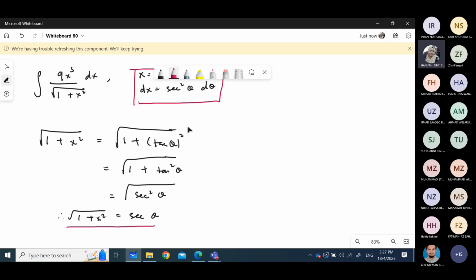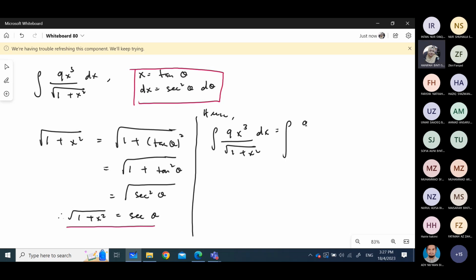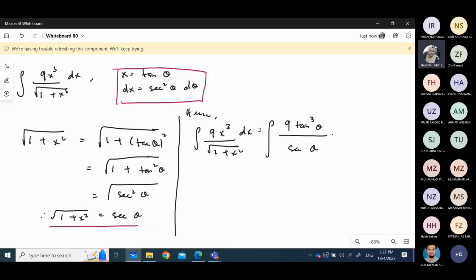Okay, so next, hence, the integral of 9x to the power of 3 over square root 1 plus x squared dx is equivalent with the integral of 9 tangent to the power of 3 theta over the root, you take its answer secant theta, multiplied with dx. So dx is this one, secant squared theta d theta. Okay, so this one you can simplify and we have a secant theta up here. The 9 you can take out. So 9 times the integral of tangent cubed theta times secant theta d theta.